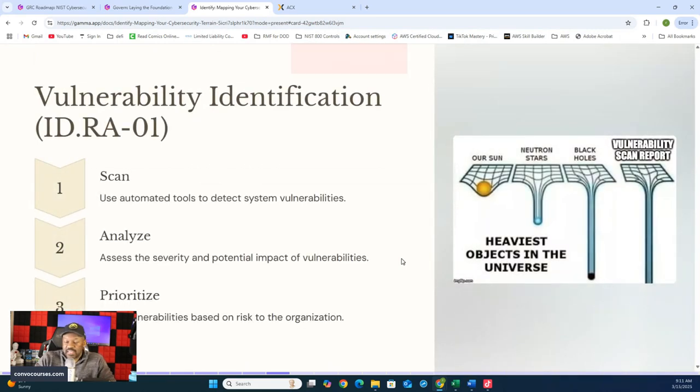So what goes into identification of vulnerabilities? This is vulnerability management in a nutshell. You're going to do scanning. Scanning is a huge part of Identify. It'll just come up over and over again because it's one of the best tools that you can use to identify what's in your network.